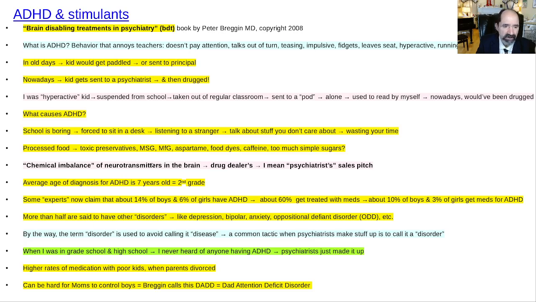Average age of diagnosis for ADHD is about 7 years old, which is around 7th grade. Some experts now claim that as many as 14% of boys and 6% of girls in that ballpark have ADHD. About 60% of them end up on medications. It's in the ballpark of about 10% of boys, 3% of girls are on medications for ADHD. That is many millions and millions of children. So basically, the modern medical system is poisoning, and I use that word based on extensive study of the subject, is poisoning many millions and millions of children.